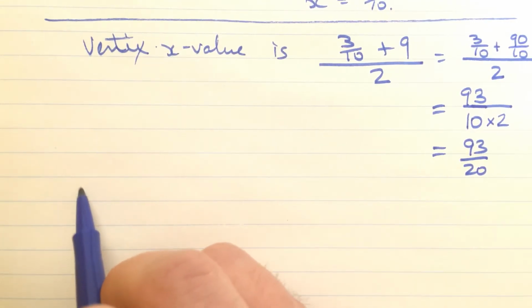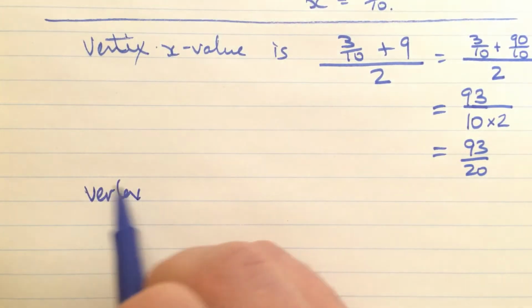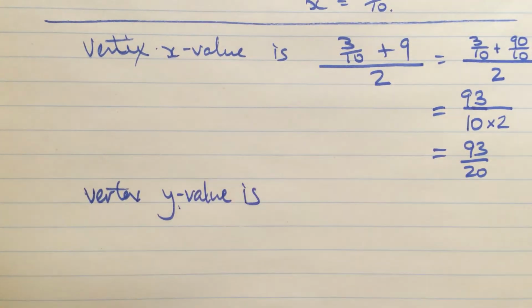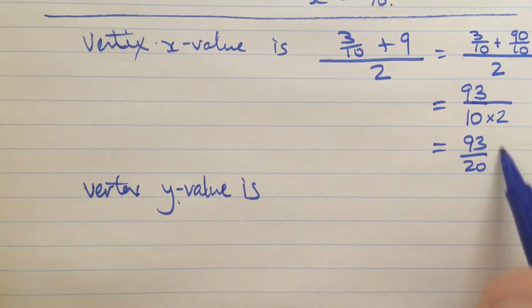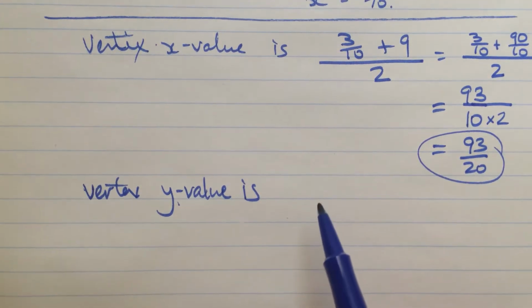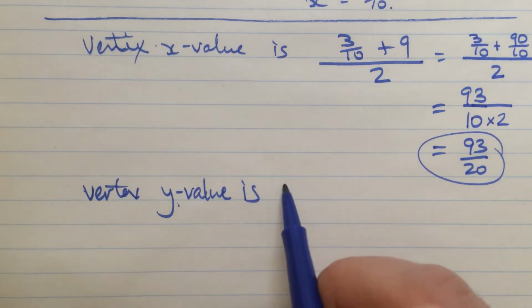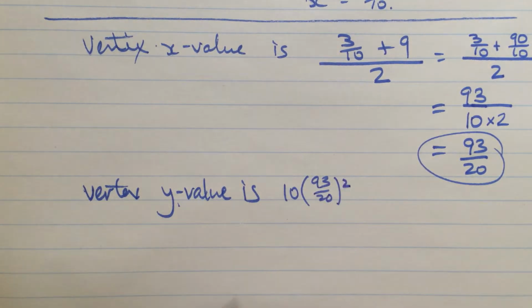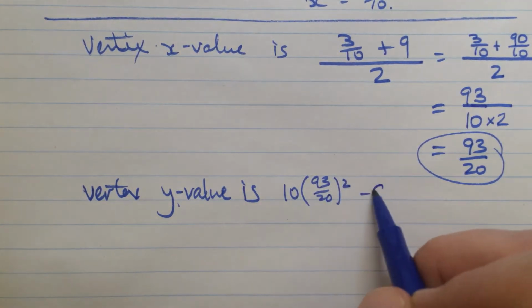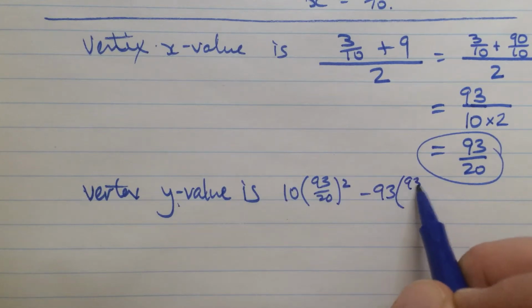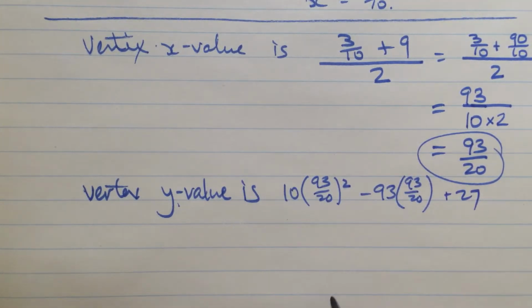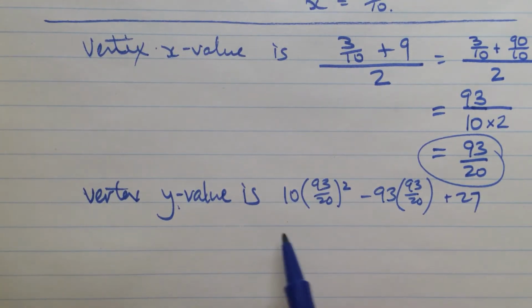To find the y value, how do I do that? I'm going to substitute this x value into my original equation. So it's 10 times (93/20) squared, minus 93 times 93/20, plus 27. Wow, those are some pretty serious fractions we got going on there. It's all right, it's not that bad.